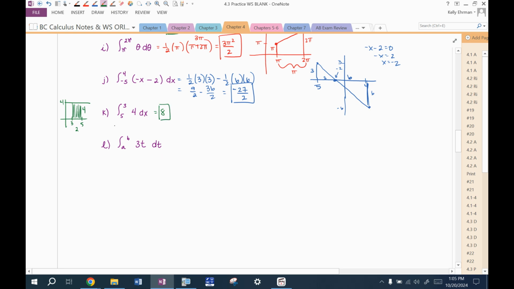And for this one, this is more abstract, right? So 3 times t. So let's graph 3t from A to B. So, okay, 3t definitely goes through 0, 0. I don't know what A and B are, though, so this is kind of interesting. Could be that A is negative, B is positive. It could be that they're both positive.